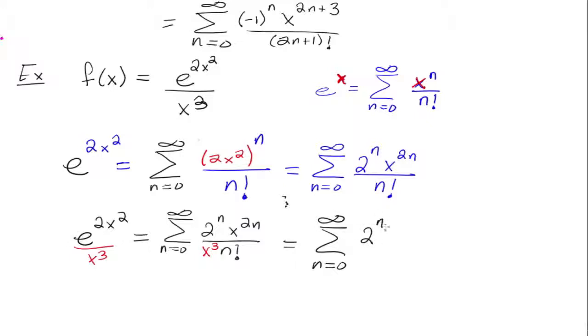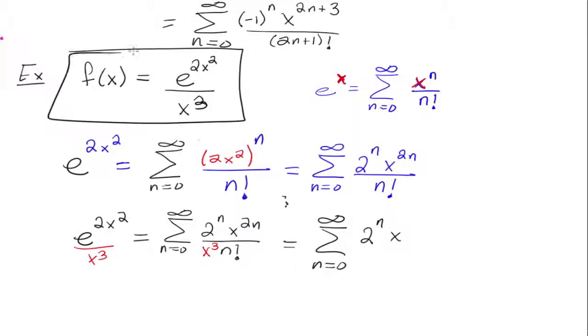Well, you want to clean it up because it just looks ugly to have multiple colors in there. Oh, because we're dividing both sides by x to the third. Because the problem was to find a Taylor series for that. So we get 2 to the n, x to the 2n minus 3, right? Over n factorial. And this one also is for all real numbers.